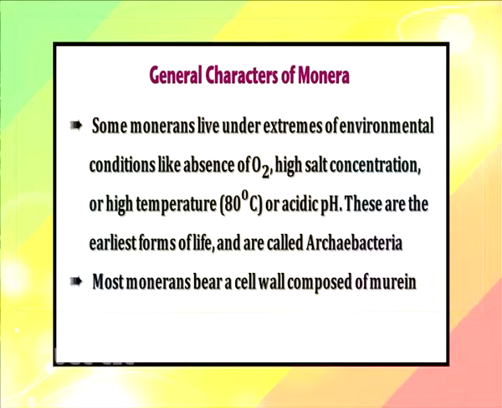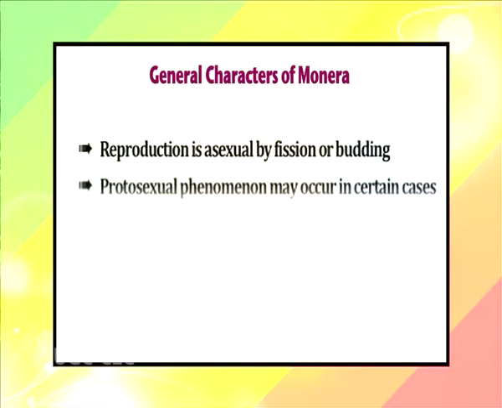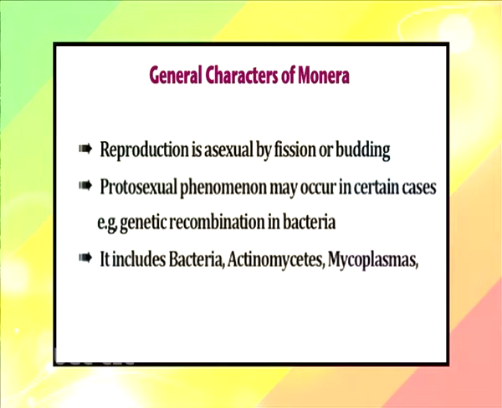Some monerans bear a cell wall composed of murein. Reproduction is asexual by fission or budding. Protosexual phenomena may occur in certain cases, for example, genetic recombination in bacteria. It includes bacteria, actinomycetes, mycoplasmas, archaebacteria and cyanobacteria.